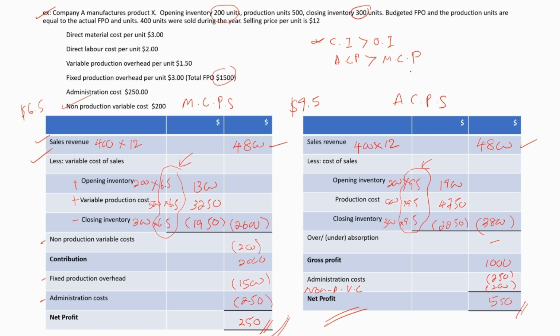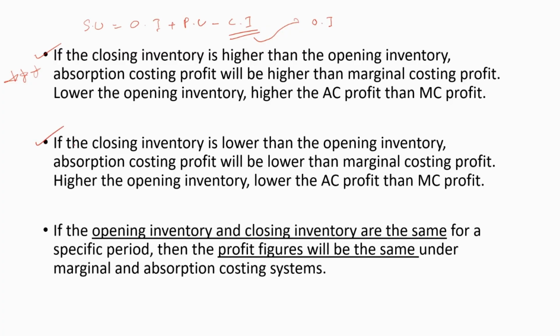The reverse of this relationship is also true, which means if the closing inventory is less than the opening inventory, the absorption costing profit will be lower than the marginal costing profit. If the closing inventory is lower than the opening inventory, absorption costing profit will be lower than marginal costing profit. Higher the opening inventory, lower the absorption costing profit than marginal costing profit. This point is also really important. You have to understand these points very clearly.